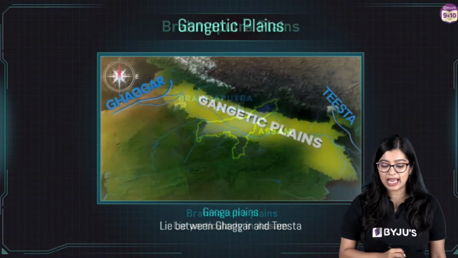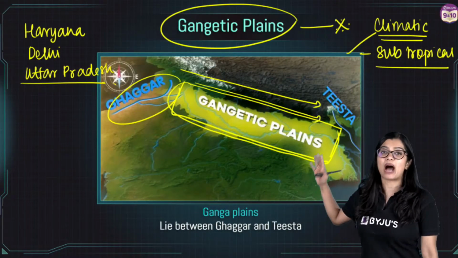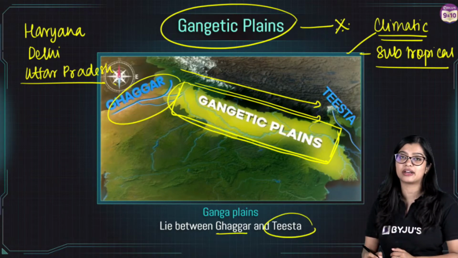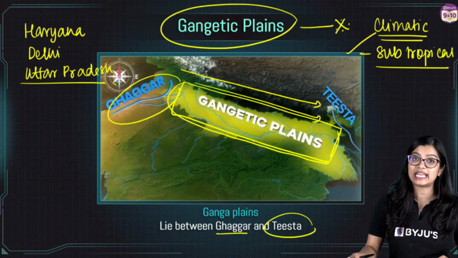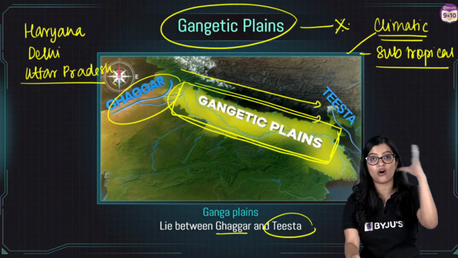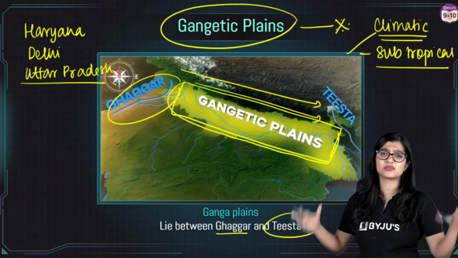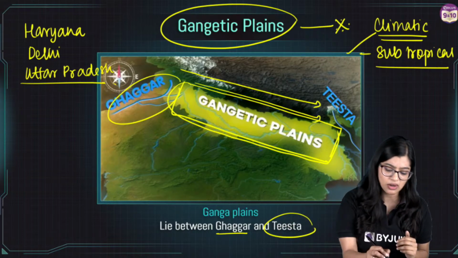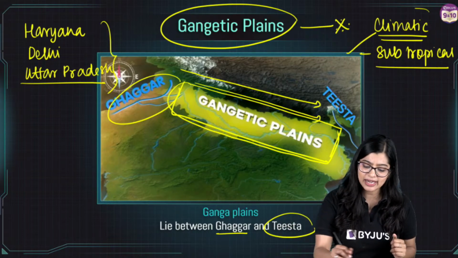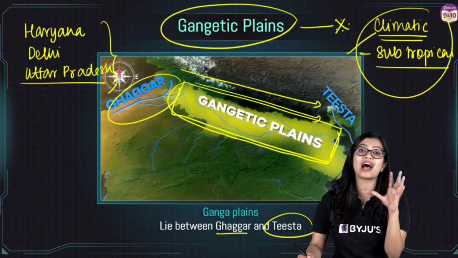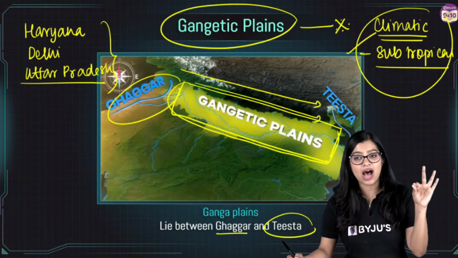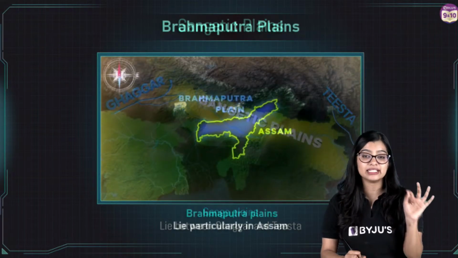What are the Gangetic Plains? The Gangetic Plains are the part of the northern plains that lie between the Ghaggar and the Teesta rivers. And we know that mainly you have the Ganga river system and all of the other rivers which contribute to improving the fertility. We know that it passes across all these three states. What is the climatic condition? Subtropical and ideal for cultivation of various crops, right? So are we clear with this bifurcation?